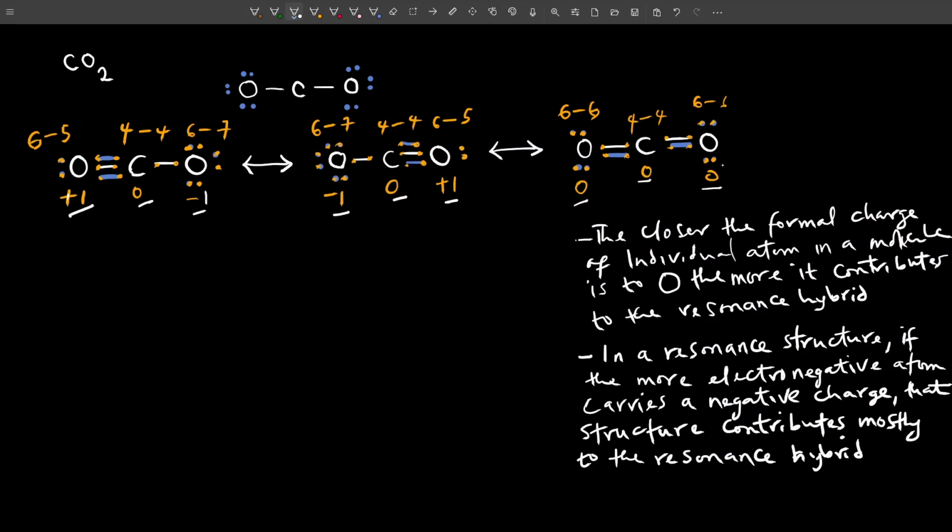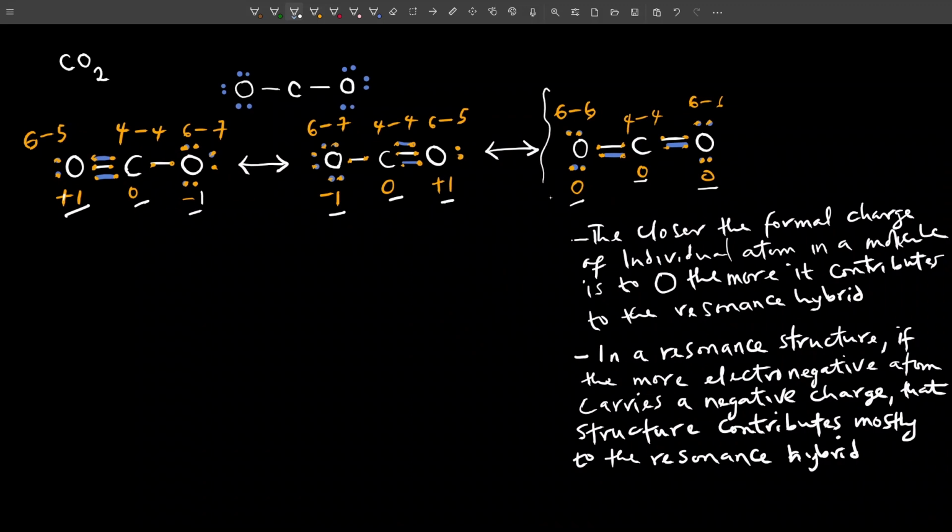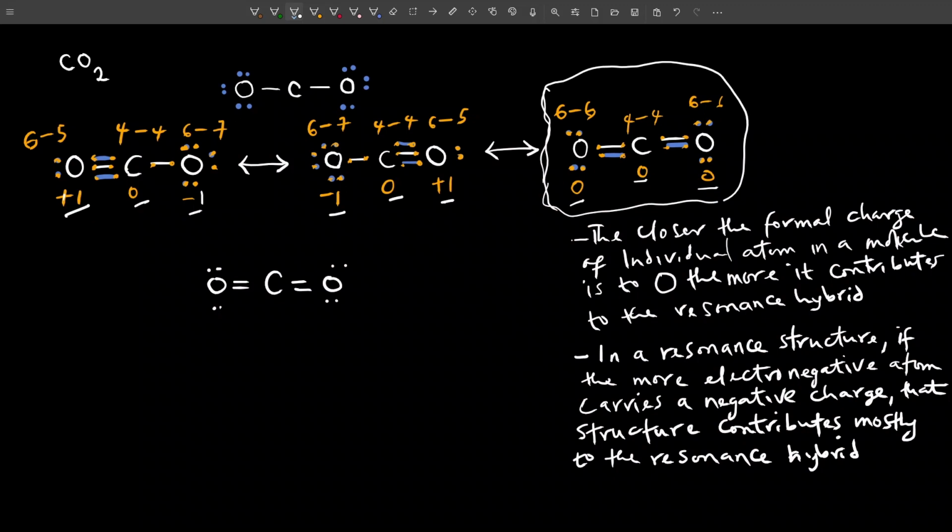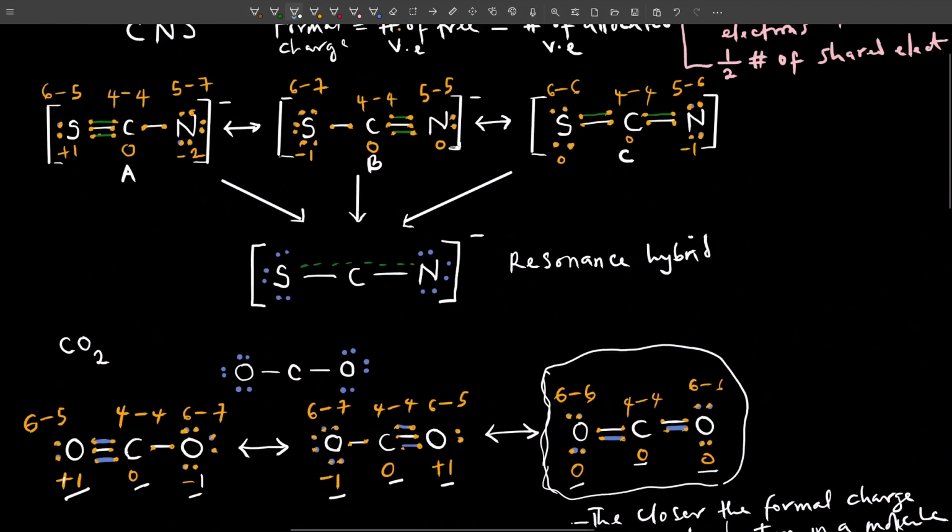Because this is the closest to 0, it means that this resonance structure will contribute mostly to the resonance hybrid. That's why when you look at the diagram or the structure for CO2, this is how we draw CO2. Why? Because this is the resonance structure that contributes mostly to the resonance hybrid. Let's take a look at the other example.